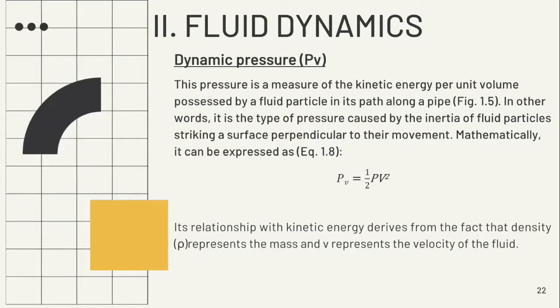Dynamic pressure. This pressure is a measure of kinetic energy per unit volume possessed by fluid particles in their path along a pipe. In other words, it is the type of pressure caused by the inertia of fluid particles striking a surface perpendicular to their movement. Mathematically, it can be expressed as the formulation below.